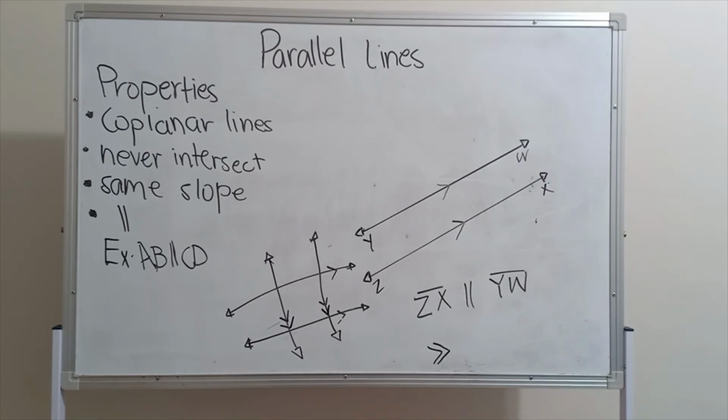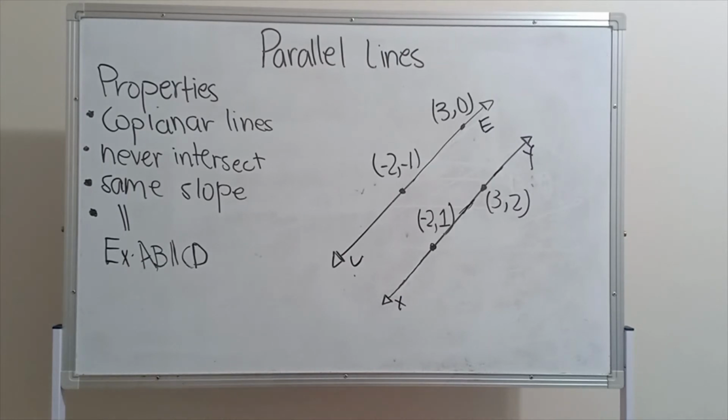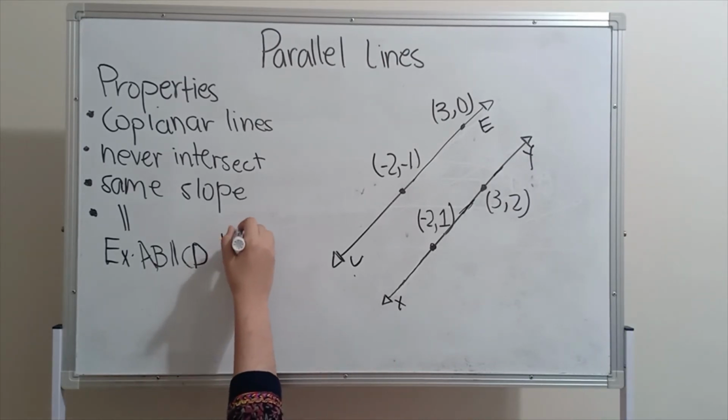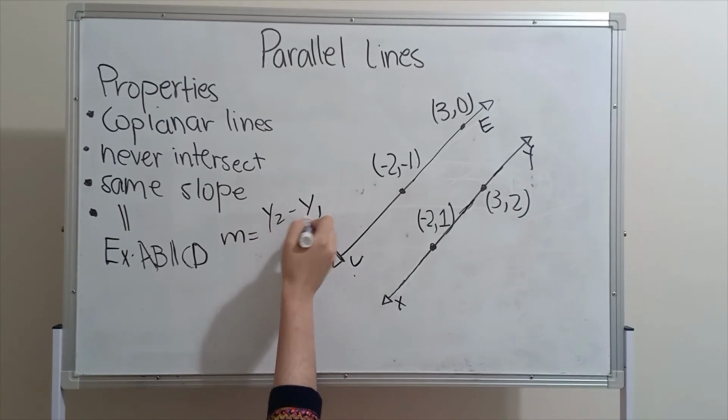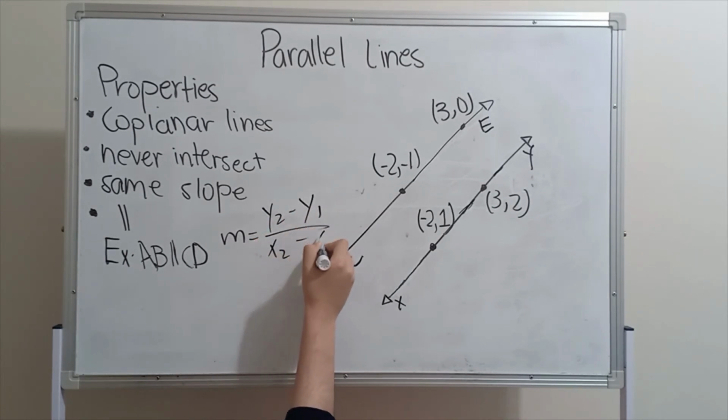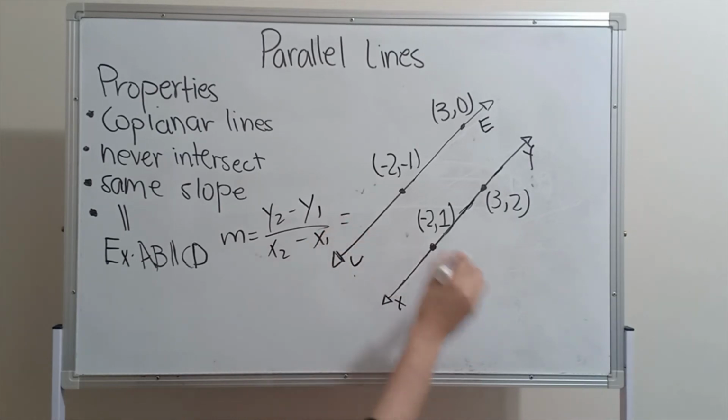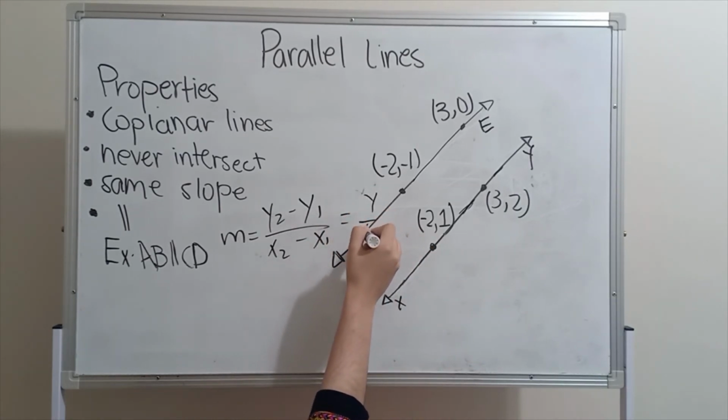Now let's move on to the slope part. So here we have 2 parallel lines with some points given. These are not drawn to scale, but we are going to use these points to show that parallel lines have the same slope. Here we're going to use the slope formula, which is m, slope, equals y2 subtract y1 over x2 subtract x1, which will give us our rise over run.